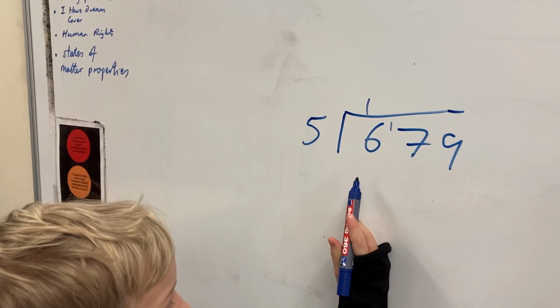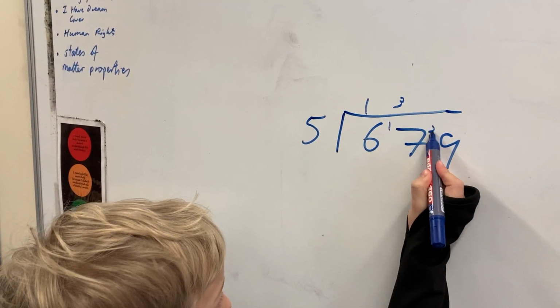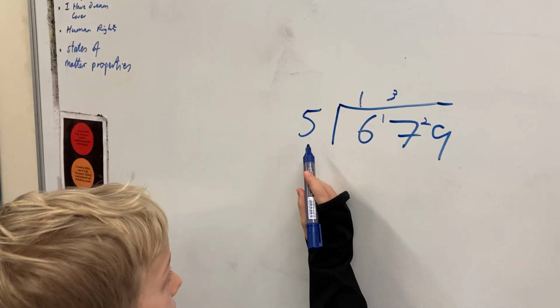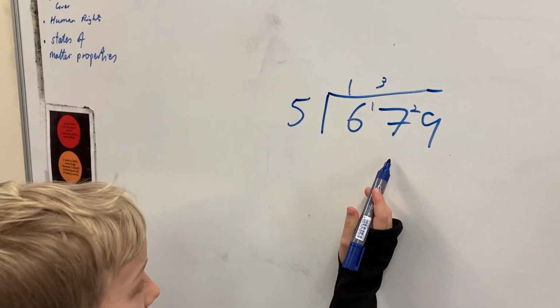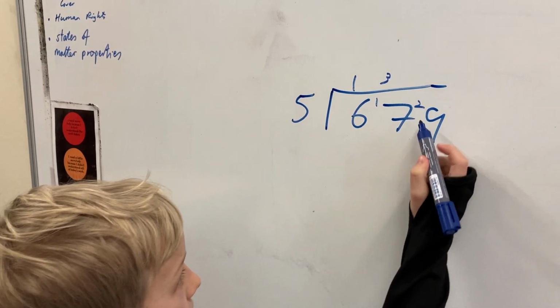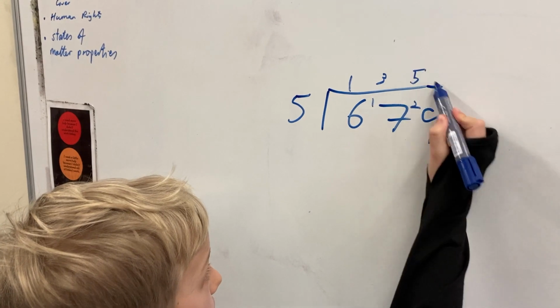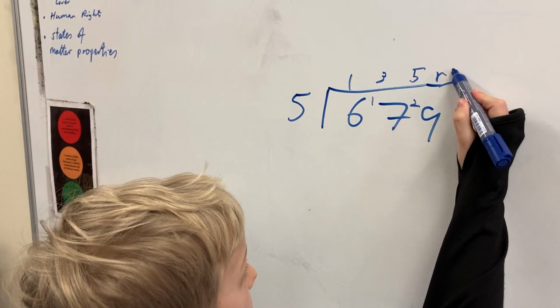fives are 15, but then there's two left over, so we put the three there and the two there. And then we have to think how many fives go into 29. Now that is 5, because 5 fives are 25, but there's a remainder, and that is 4. So 135 remainder 4.